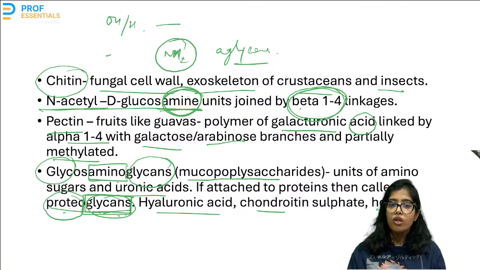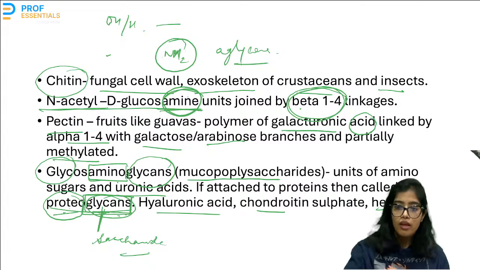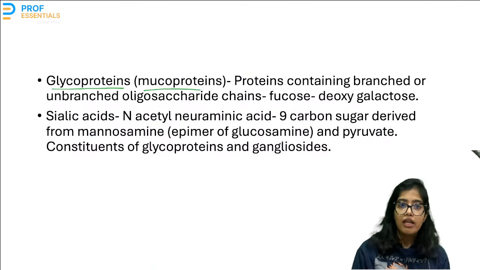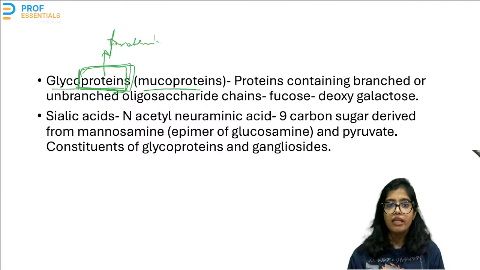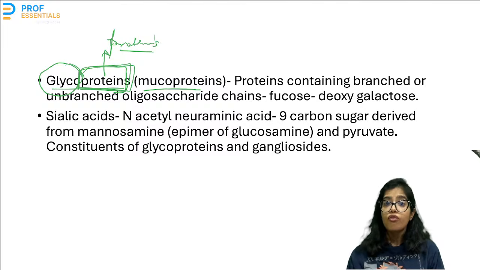So which family do they belong to? Glycan family, that is saccharide. So they are essentially saccharides which have a protein group attached. But what is the surname here? It is protein. So which family do they belong to? The family of proteins. So these are essentially proteins with a branched or an unbranched oligosaccharide chain attached, like fucose.